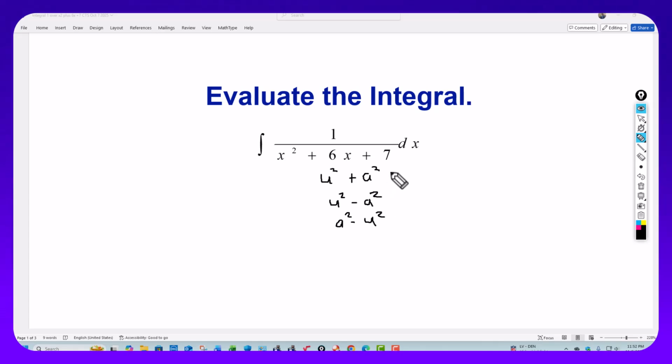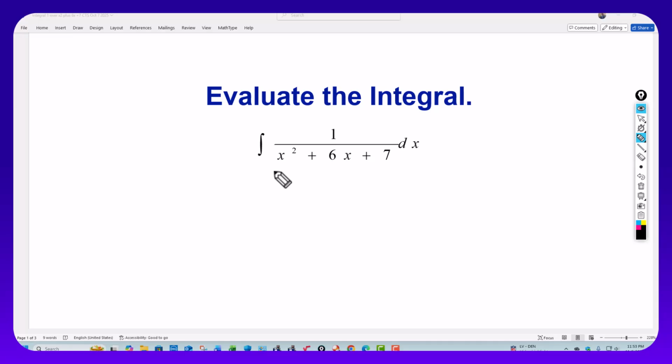For the first one, this would involve a tangent substitution. If it's in the second form here, this would involve a secant substitution. And if it's in the form a squared minus u squared, this will involve a sine substitution. There's also one for cosine, but these are the main three.